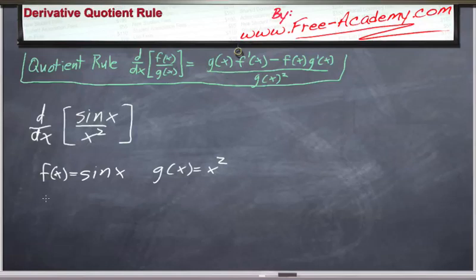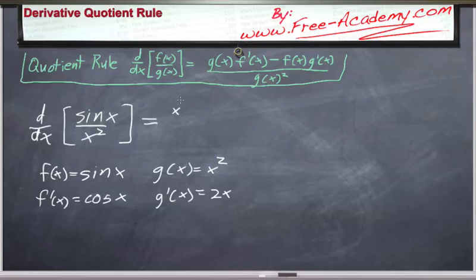But anyways, we don't have all the pieces we need. We still need f prime of x, and we still need g prime of x. The derivative of sine of x is equal to cosine of x, so that's easy. And the derivative of g of x, which is x squared, is equal to 2x, so that's easy as well. So now it's just a matter of plugging everything into our formula.